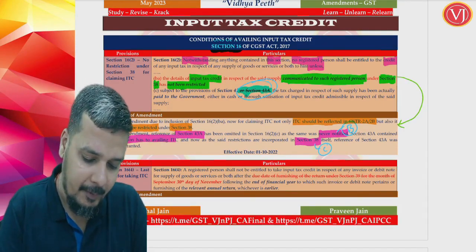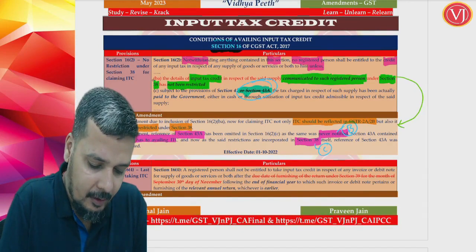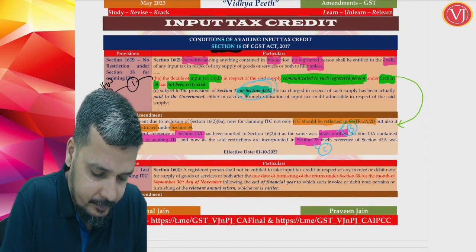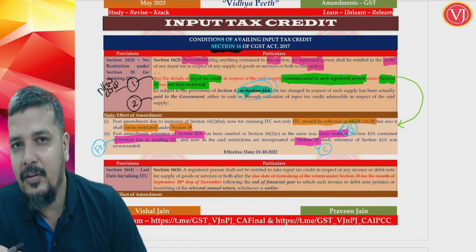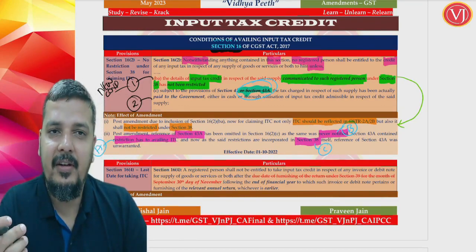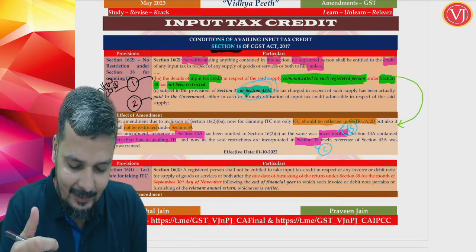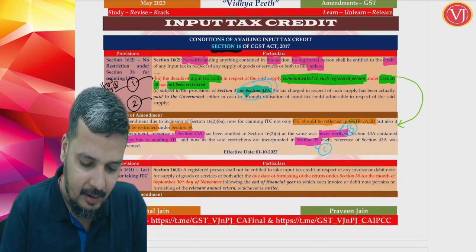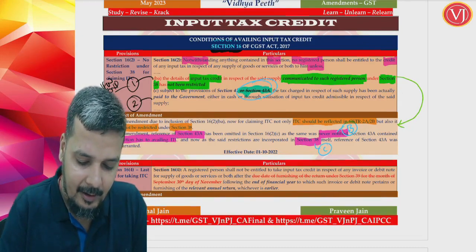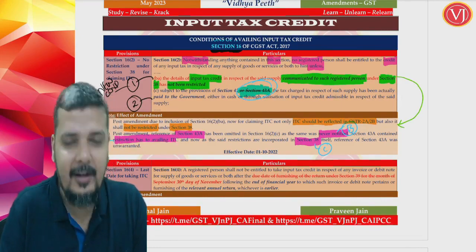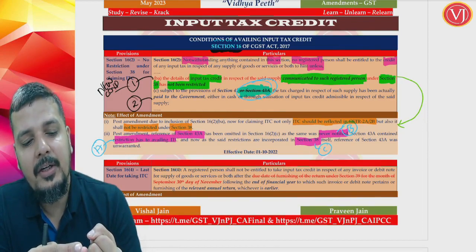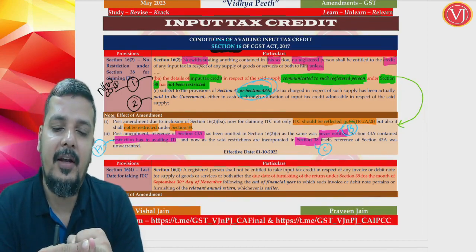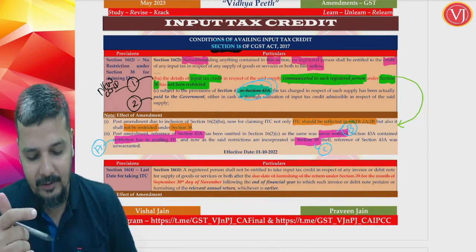So these are the two amendments that have been brought in. One, a new condition being added, and second, a mere correction. There was a reference to Section 43A in Section 16 subsection 2 clause C. Now that reference to Section 43A is not at all relevant, because Section 43A was never ever notified. Plus, it was talking about restriction on input tax credit, and these points are well within Section 38.